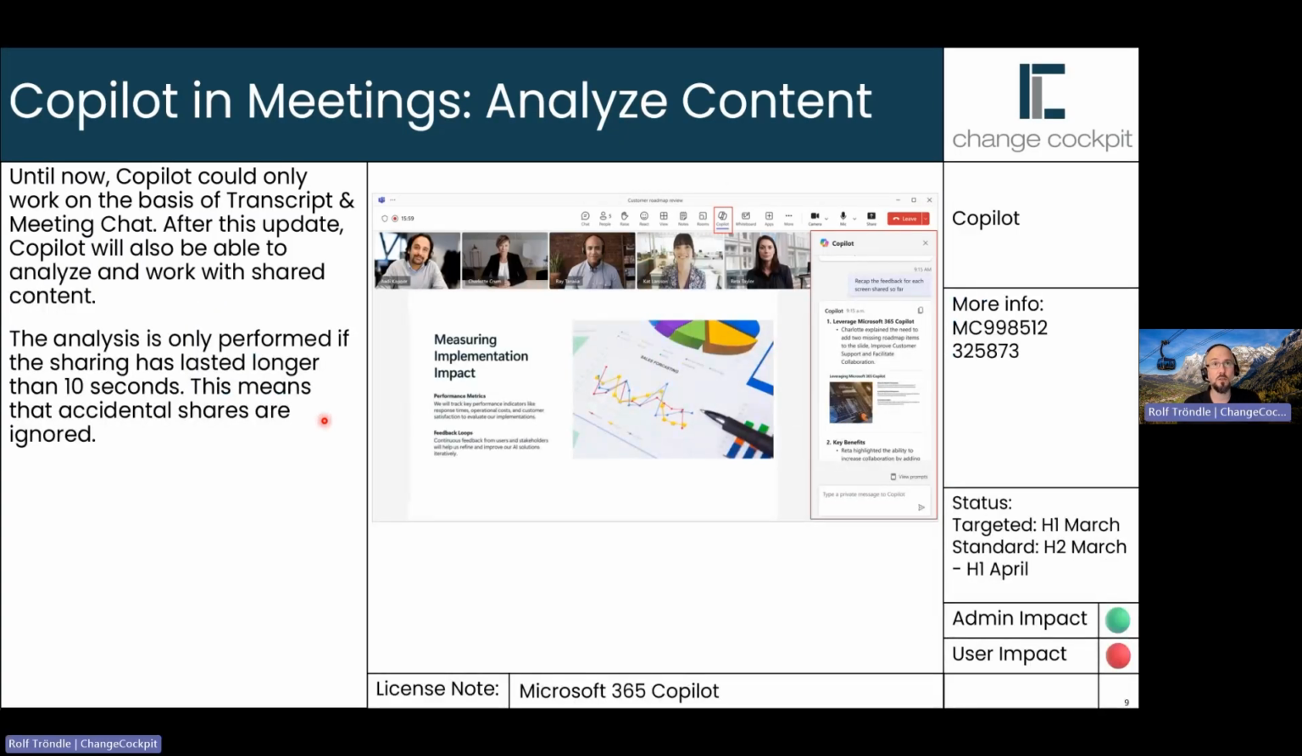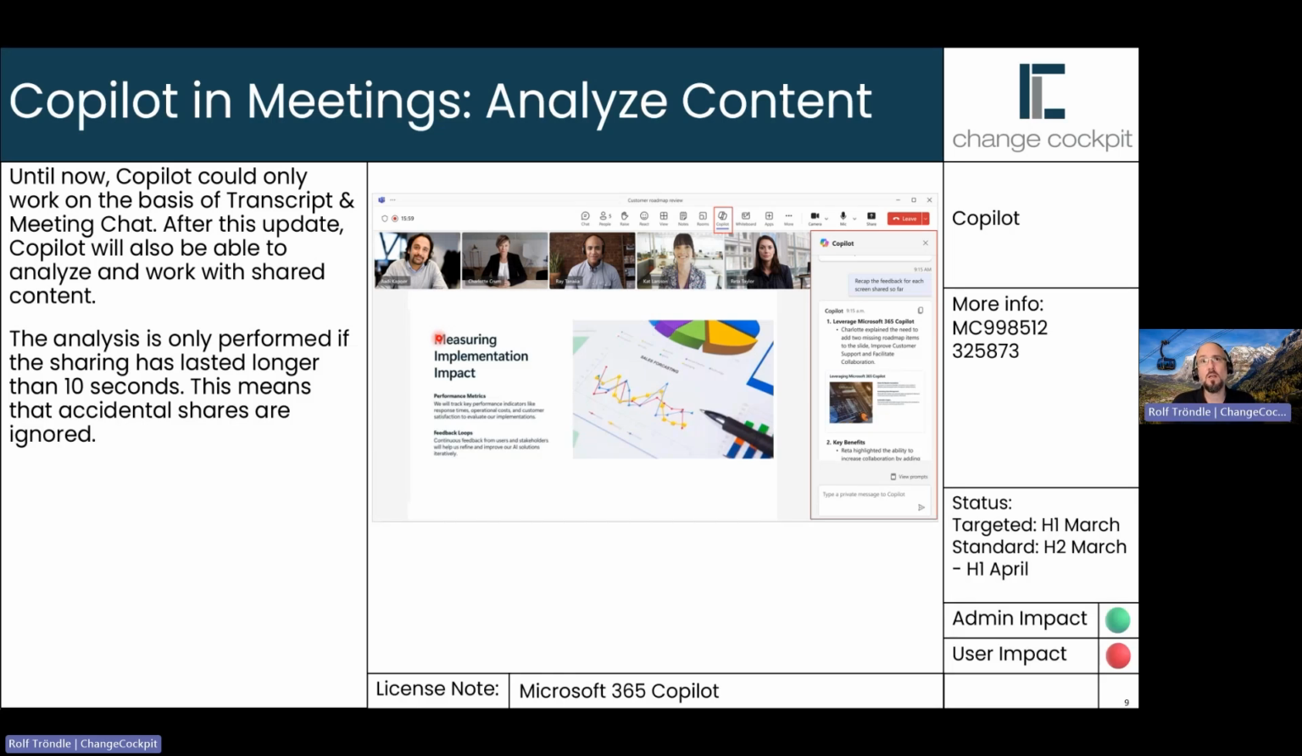First change this month: Copilot in meetings. Copilot during meetings currently analyzes meeting transcript and meeting chat, but now it will be possible to analyze the shared meeting content. So let's say you are sharing this slide here. Now you could ask Copilot, hey, what message center number does this Copilot announcement have? And Copilot could answer to you because you see this shared content.